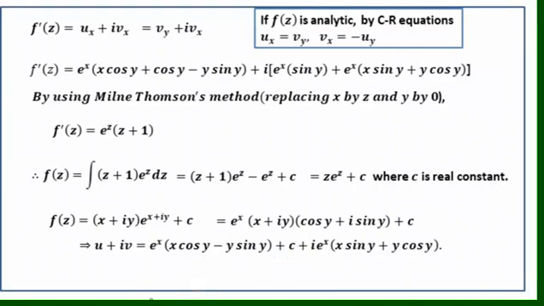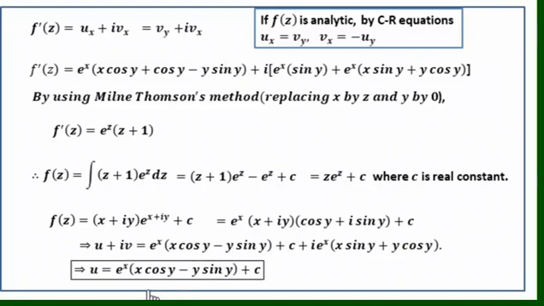So the real part on the left side is u, and on the right hand side the real part is e^x (x cos y - y sin y) + c. So this is the required real part u of f(z).